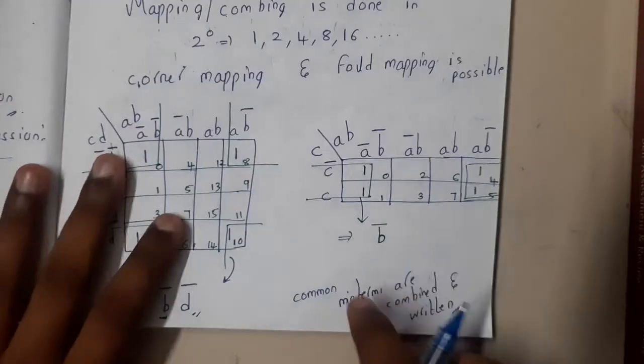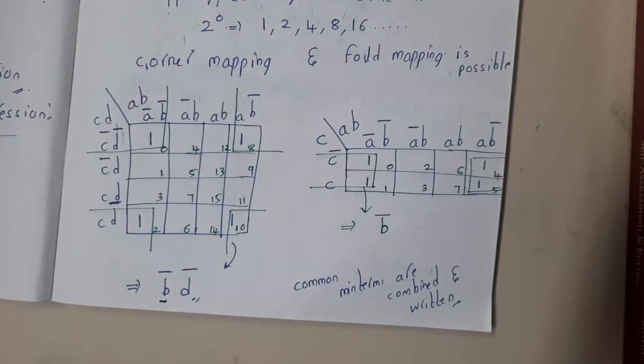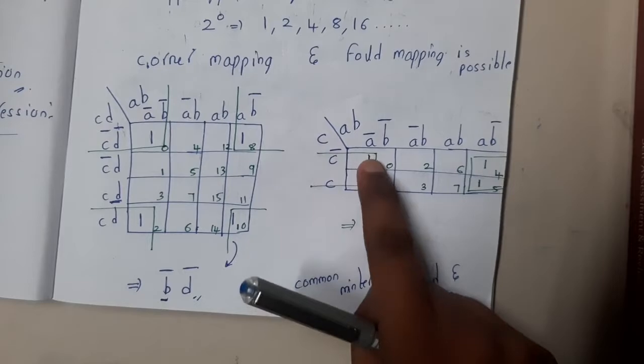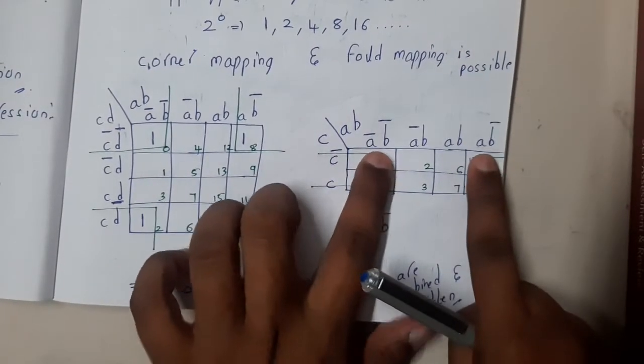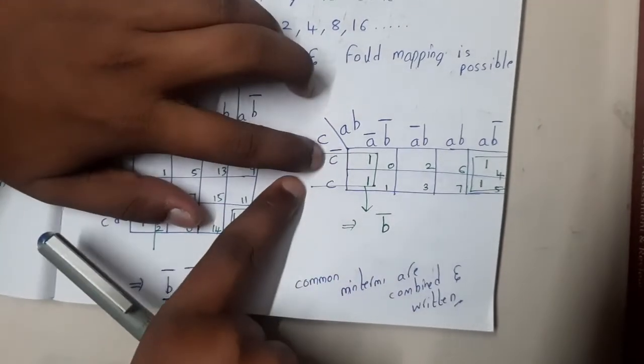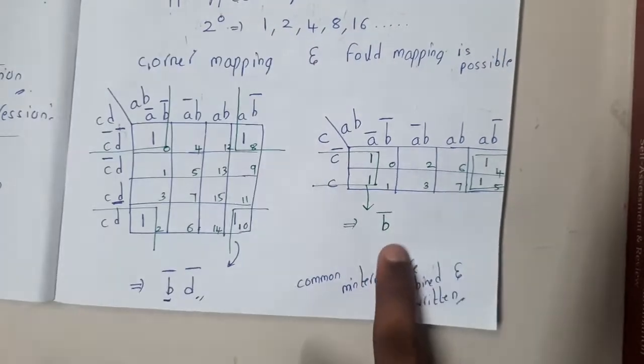Got it? Similarly here, guys, I'll be taking an example, so don't get scared. Here we are having 1 1, here we are having 1 1. Now compare. Again, these two rows are there, which is common? B bar, done. Among these two, which is common? There is nothing common, so nothing is there. So B bar is the result.